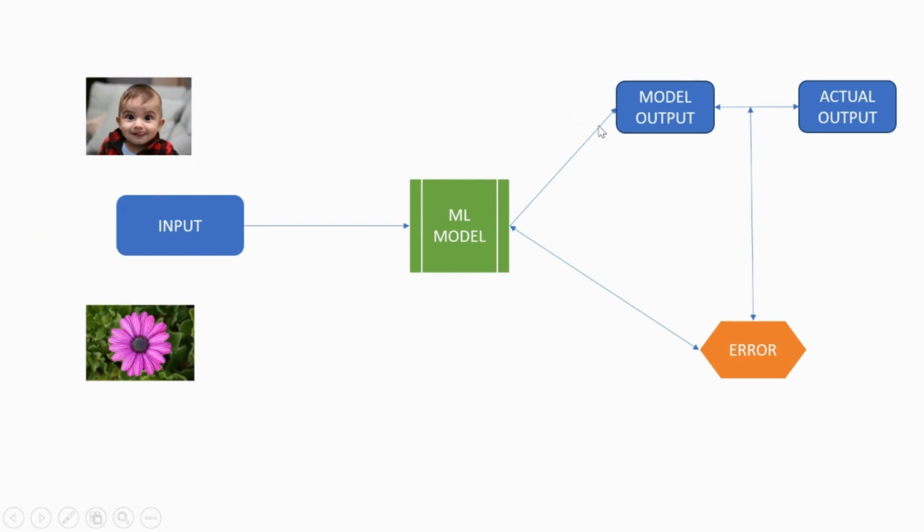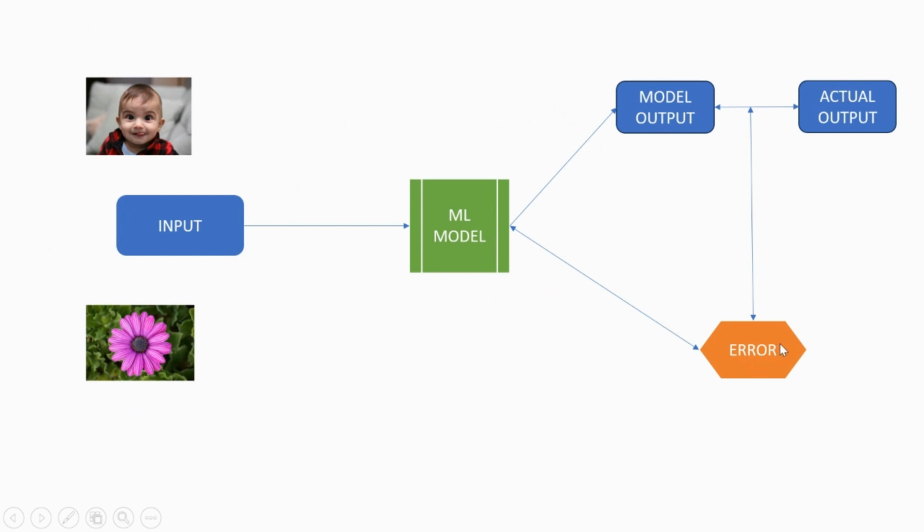So this is how the flow of a normal convolution neural network looks. In the last video, we passed an image of a baby and a flower to the CNN model and tried to predict the output. So basically, the input goes to the ML model and the ML model will predict an output, which is going to be my model output, and there will be the actual output. The difference between model output and actual output will be my error.